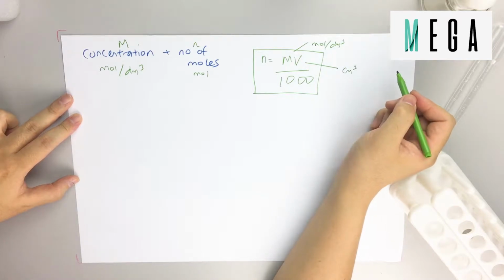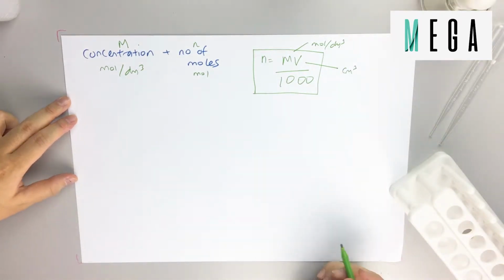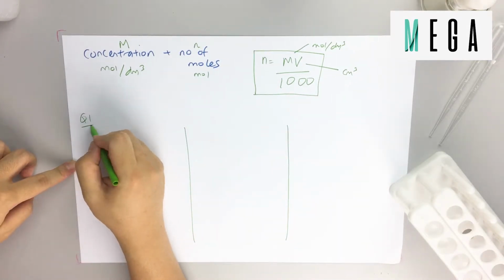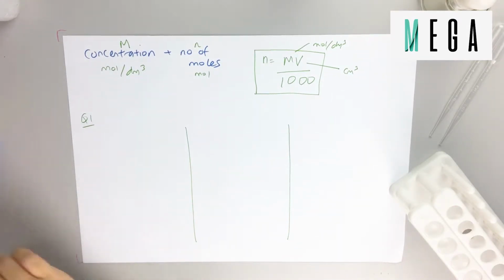Remember the v is in cm cube. Most 98% of the questions are given in cm cube, so do not worry. So let's look at some of the example. Question 1.